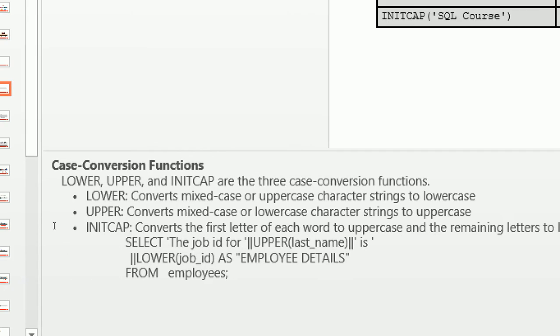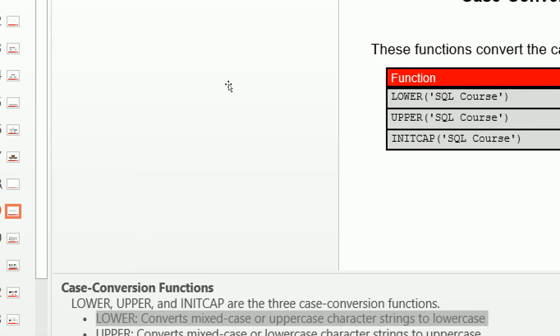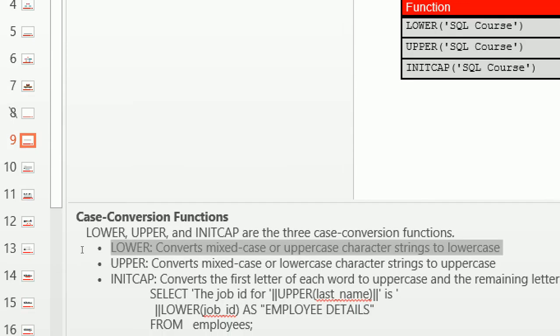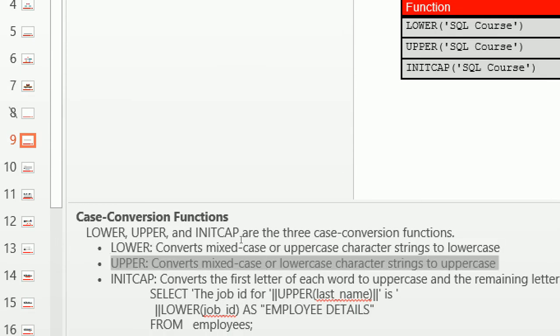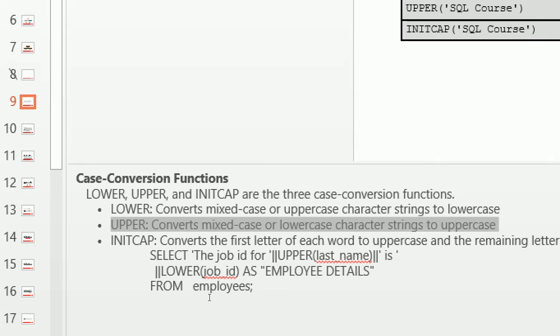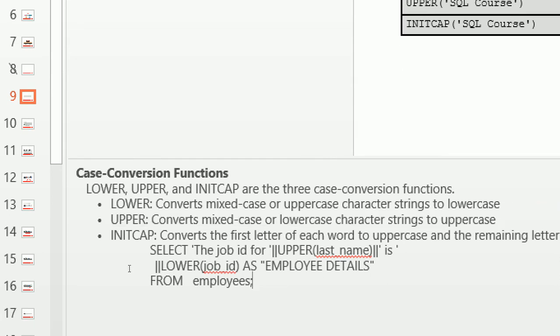What the lower function will do, it will convert the mixed case or upper character to the lower one. What the upper will do, the upper will convert any type to the upper case, to the capital letters. Clear? So now I am going to write a query to show you how this works.